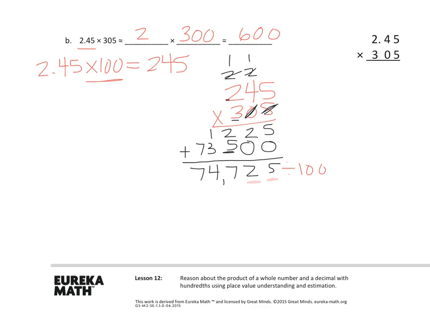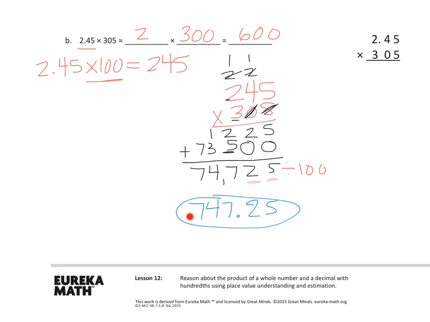So that means our decimal needs to be placed in between the 7 and the 2. So it's 747 and 25 hundredths. This is our answer. Let's see if it's close to our estimation. It's a lot closer than it was.